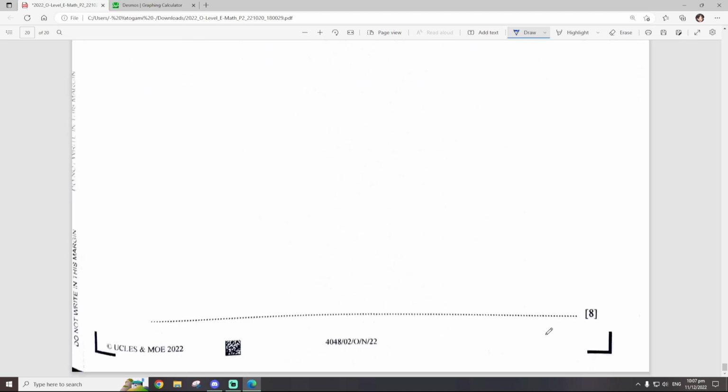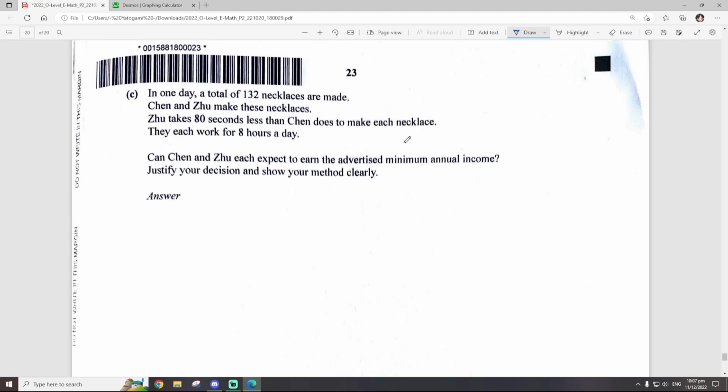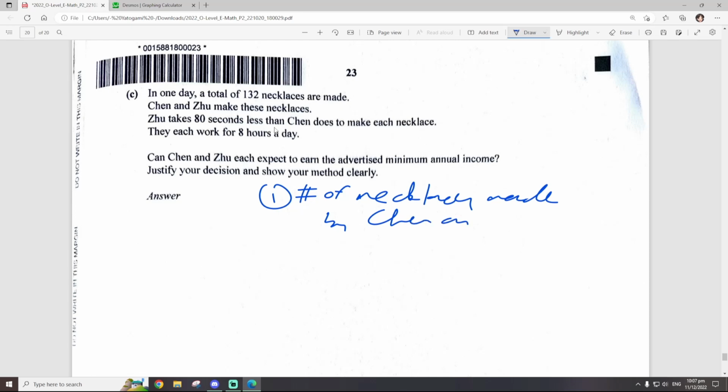In fact, this is an 8-mark question, so I think you will get a lot of marks once you realize that there's a quadratic equation involved, because you need to find out how many Chen and Zhu actually make in the first place, right? So let me just write down that there are 2 parts to this question. Number 1, the number of necklaces made by Chen and Zhu, and number 2, the salary. Okay, so let's answer part 1 first.